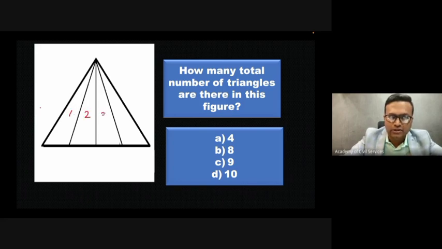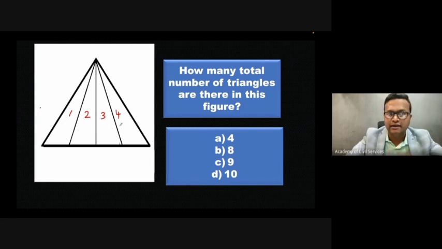1, 2, 3 and 4 triangles you are able to see. Whenever a large triangle is vertically divided, these are the vertical lines. When a large triangle is vertically divided, what you have to see is how many small triangles are visible to you at first look.